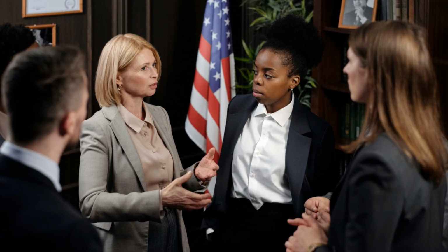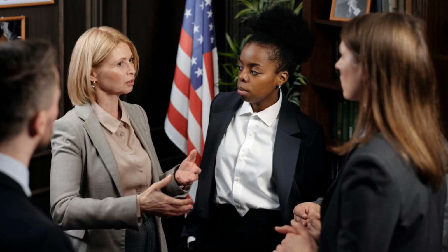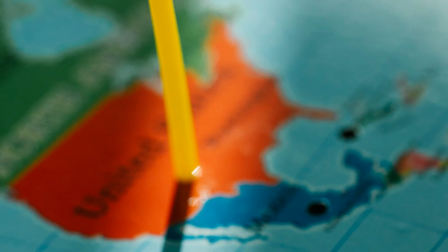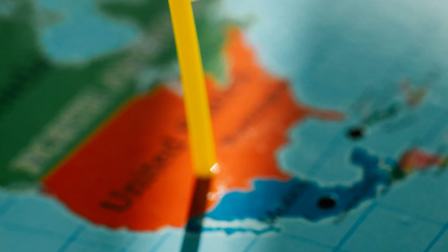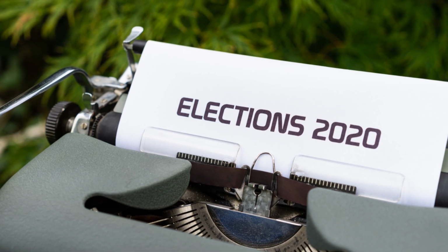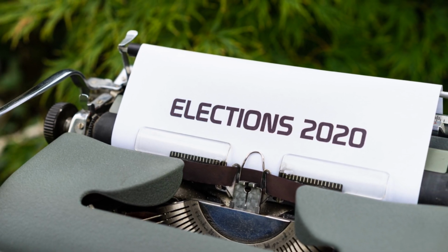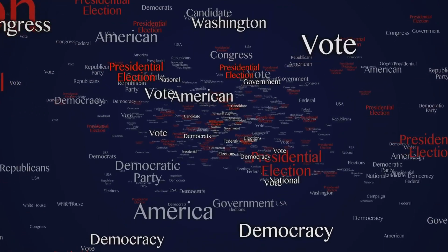If no one gets to 270, the House of Representatives chooses the president from the top 3 candidates. Each state gets 1 vote, and the candidate who wins a majority of states wins the presidency. Talk about pressure. This situation is pretty rare, but it has happened before, way back in 1824. It just goes to show that the Electoral College can lead to some unexpected outcomes.